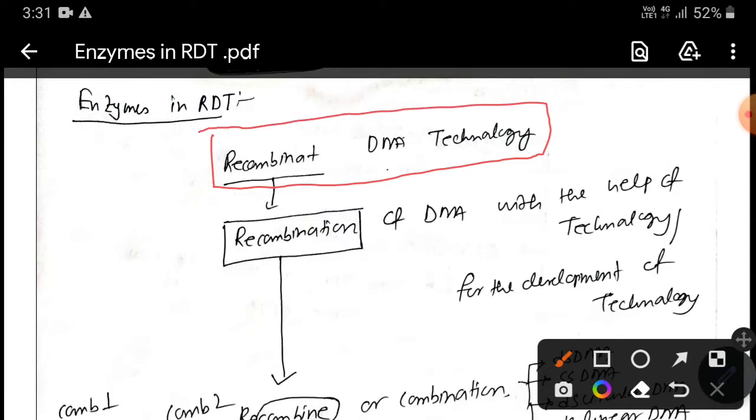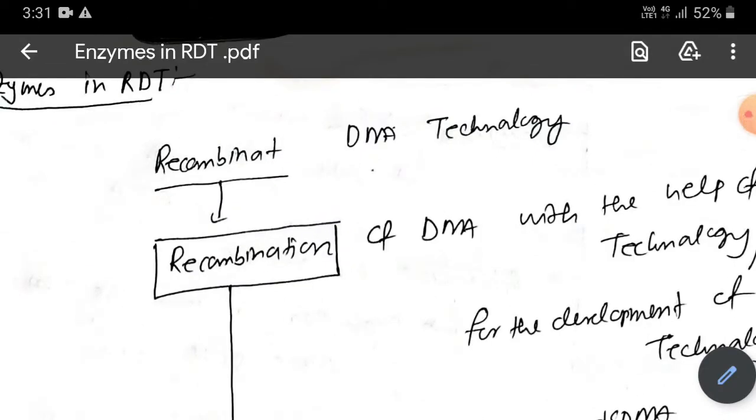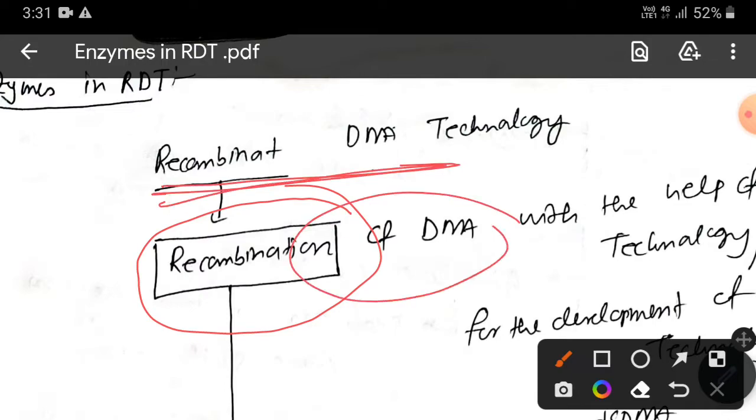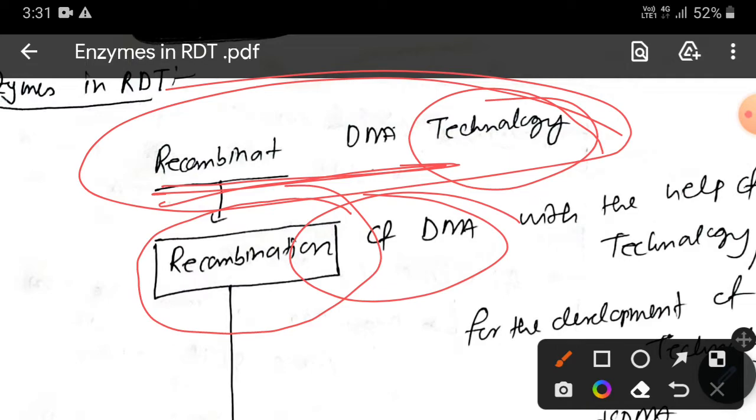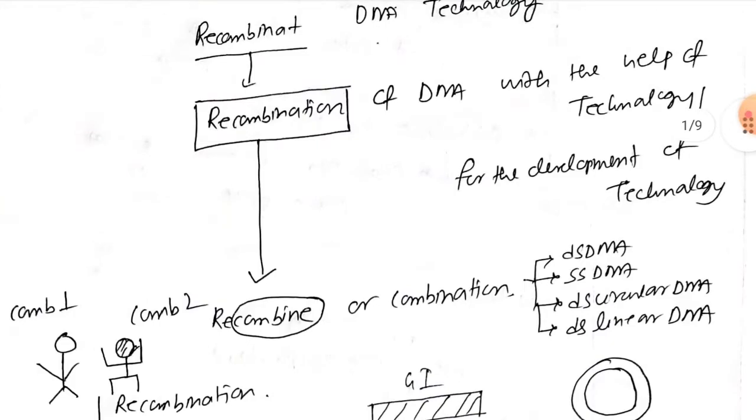We will start with the term recombinant DNA technology. This term means that we are performing recombination of what? Recombinant DNA, right? That means recombination of the DNA, and here we are taking the help of technology. That is the meaning of the term recombinant DNA technology. That means we are performing the recombination of the DNA with the help of some technology.